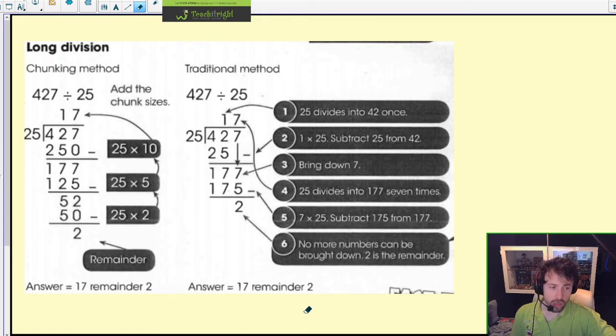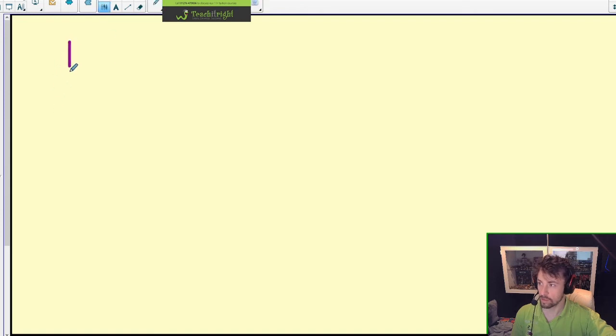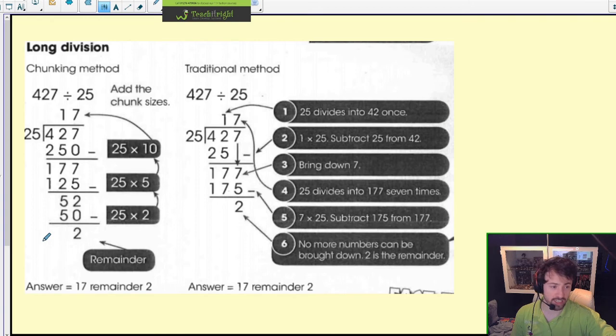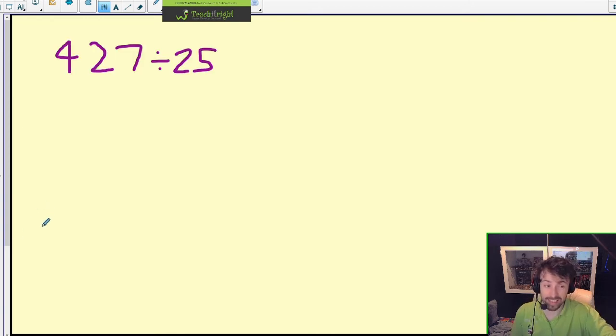This is the long division method. Again, they sort of do it via chunks. However, if I take this example, 427 divided by 25, which I'm going to do, I just want to show you that you can actually do it via short division. And again, if you're really confident with long division and that's how you like to do it, brilliant, and that works for you. But if you can do this, it's faster, and faster is quite valuable. So let's have a look.